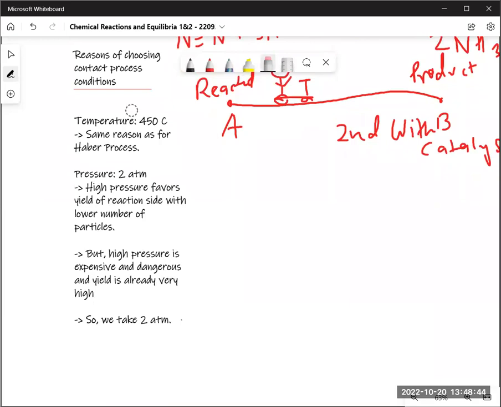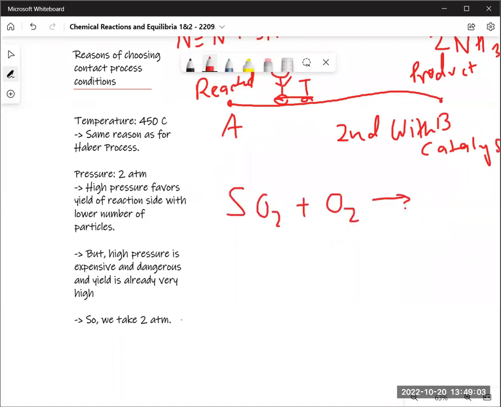Now let's start the next one. Reasons for choosing contact process conditions. Temperature is the same as for the Haber process because both of them are exothermic, right? However, pressure is a bit different. High pressure does favor the yield on the side of the reaction with the lower number of particles. This is the reaction: SO2 plus O2 gives us, it's a reversible reaction, SO3.